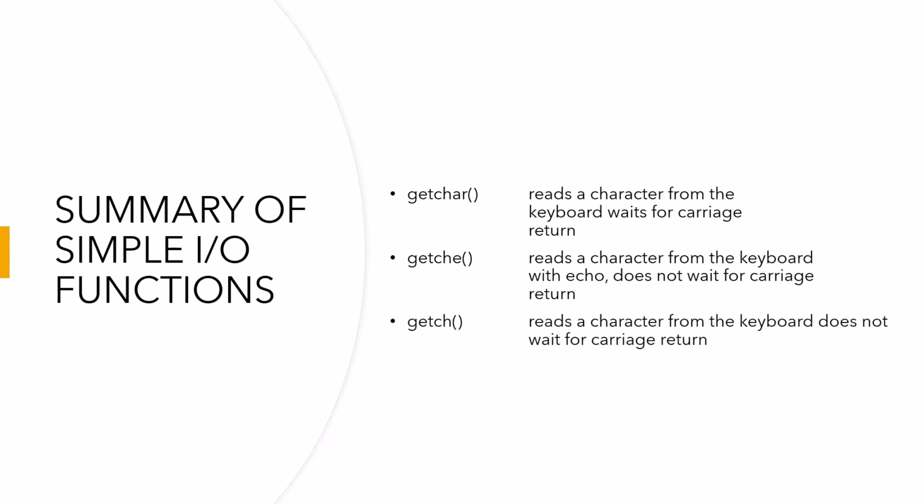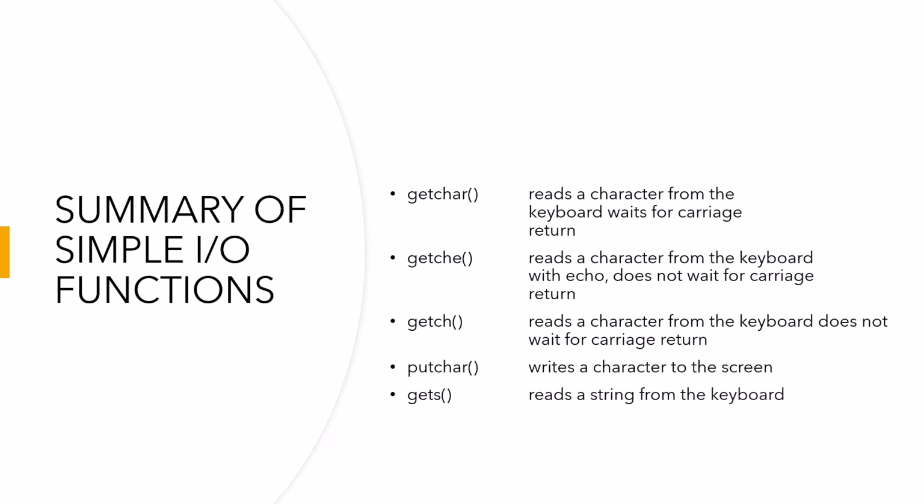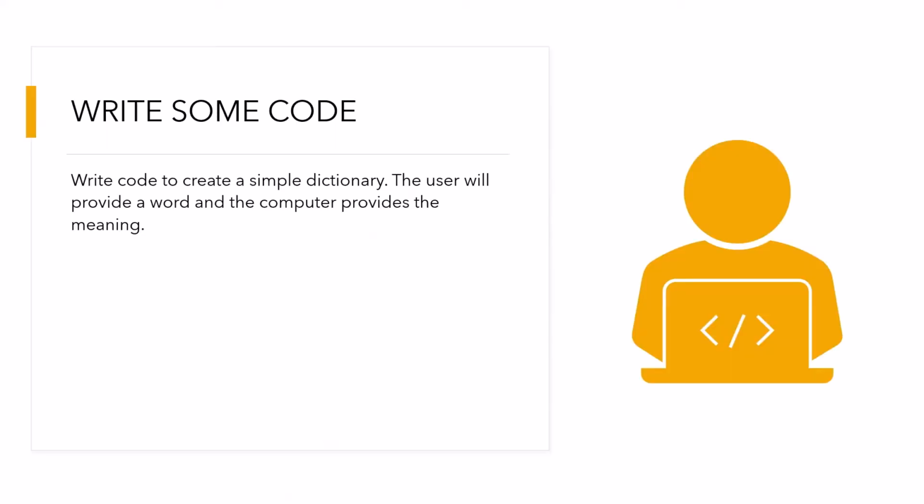getch reads the character from the keyboard, does not wait for carriage return, but does not echo the character on screen. putchar writes a character to screen. gets reads a string from the keyboard. We know why it's deprecated now. puts writes a string to the screen, right? So these are our simple I/O operations.